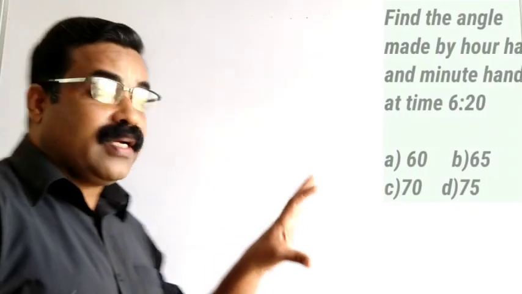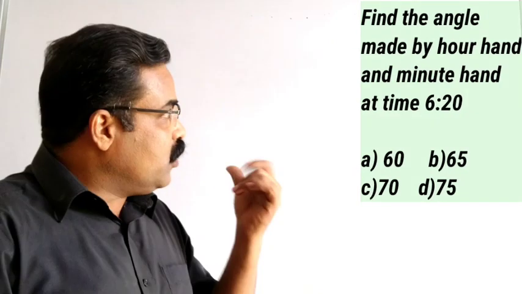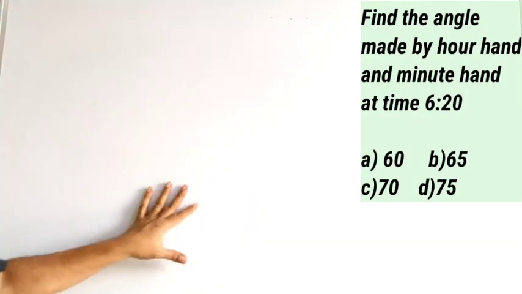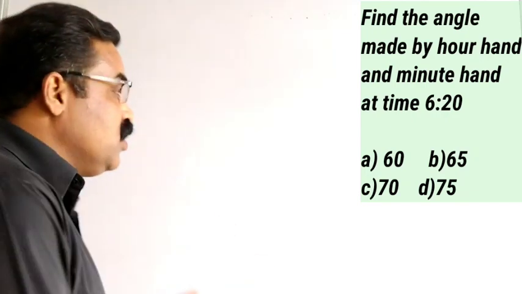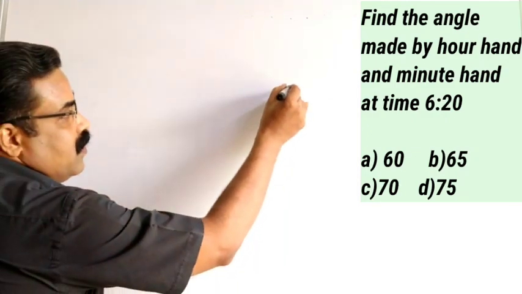Okay, so let us go to the next question. This question will give you the complete concept. So here is your question. Find the angle made by the hour hand and the minute hand at time 6:20. So let us write that first.